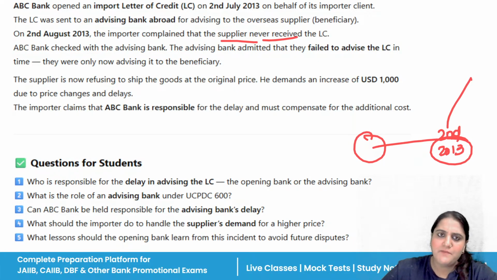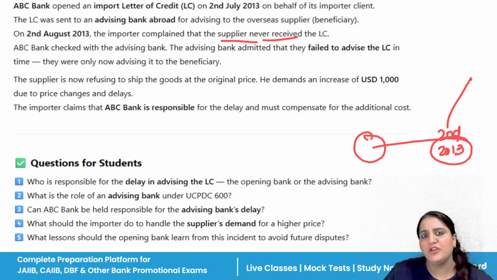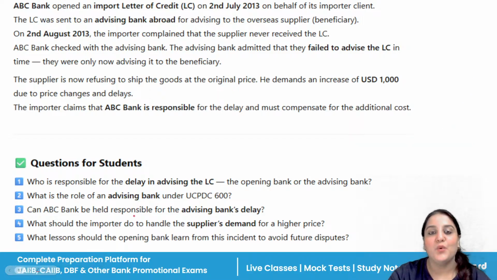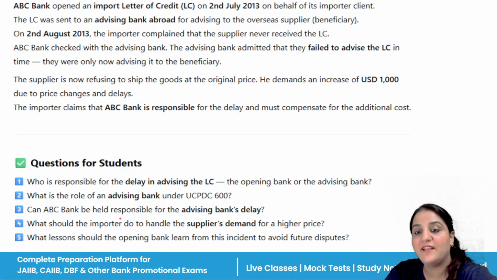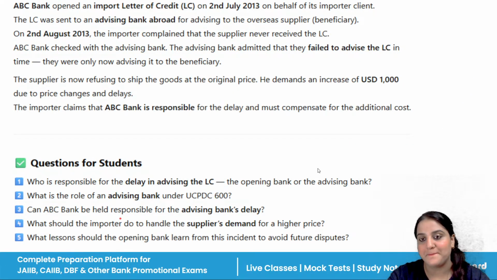In that case, ABC Bank checked with the advising bank. The advising bank admitted that they failed to advise the LC in time. They were only now advising it to the beneficiary. Now the supplier is refusing to ship the goods at the original price. He demands more money due to price changes and delays. The importer claims that ABC Bank is responsible for the delay and must compensate for the additional cost. Now in that case, who is responsible for the delay in advising the LC, the opening bank or the advising bank?